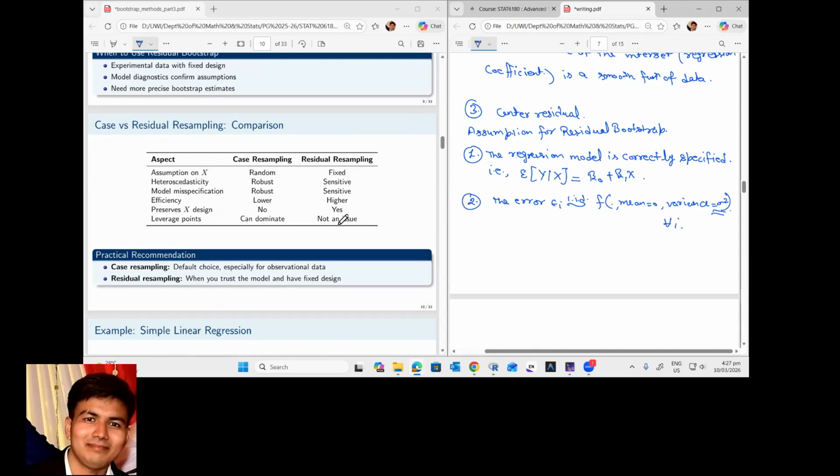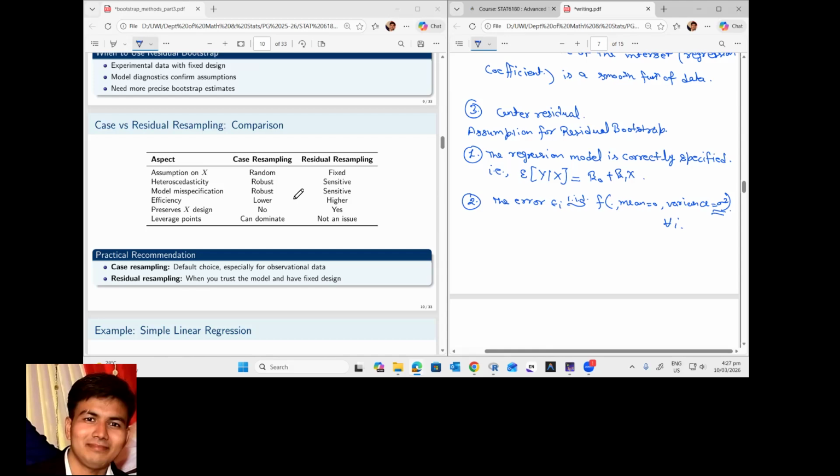Here we have the comparison of both models, random case sampling and residual resampling. In case resampling, x is random. In residual resampling we fix it. For heteroscedasticity, case resampling is robust, but residual resampling is sensitive, because we are assuming the variance is constant, sigma squared. And we say case resampling is robust because we are generating x and y both again and again.